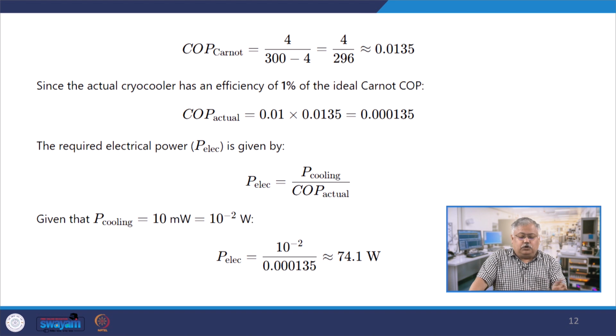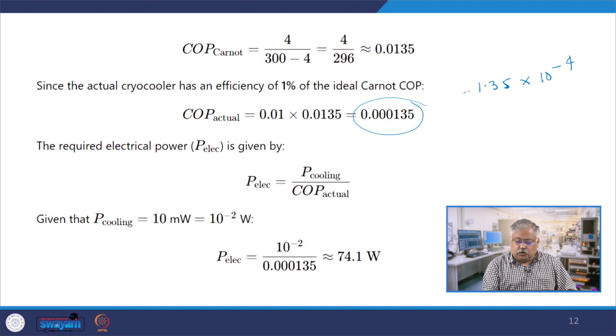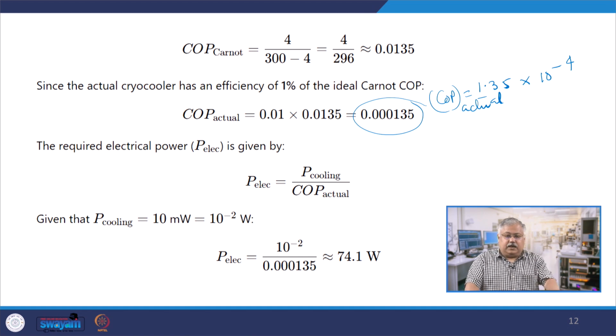So, therefore, your COP Carnot, the ideal case, is 0.0135, and your COP final or actual one will be just 1% of the above value, which can be done if you multiply it by 0.01. So, when you multiply, I get a new term, the COP actual, which is 1.35 into 10 to the power 4. Now, the required electrical power is given by P electrical equals P cooling upon COP actual, right.